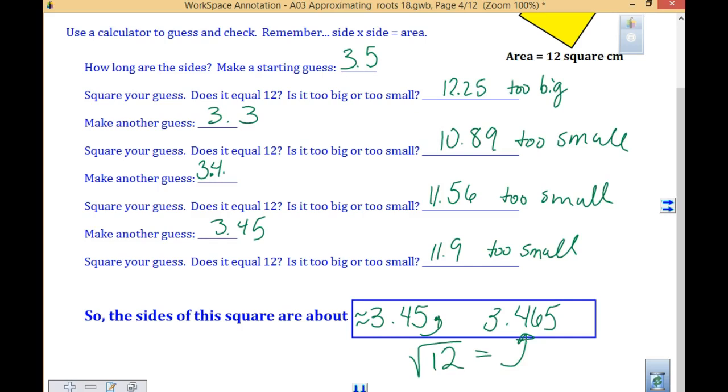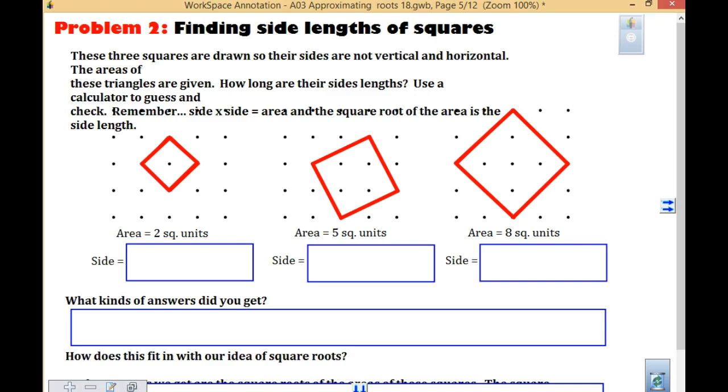3.4546, if we are looking at that. So it says finding the side lengths of squares, at the top of that next page of your notes. It says these three squares are drawn so that their sides are not vertical or horizontal. The areas of the squares are given. How long are the sides of each one?